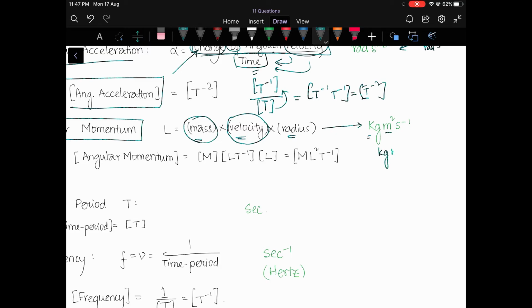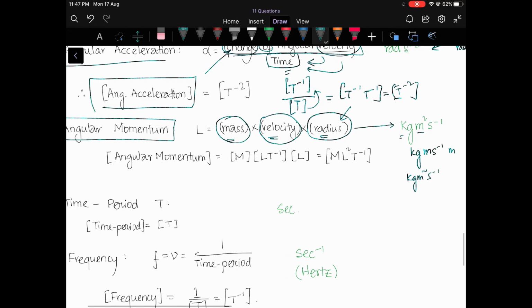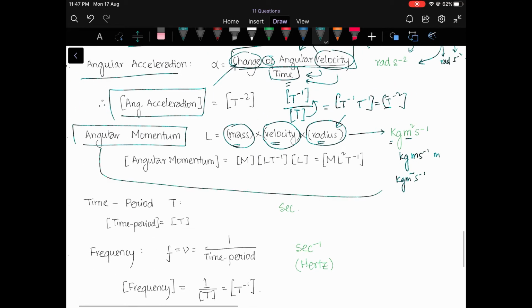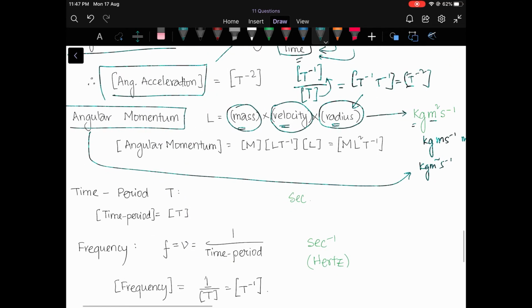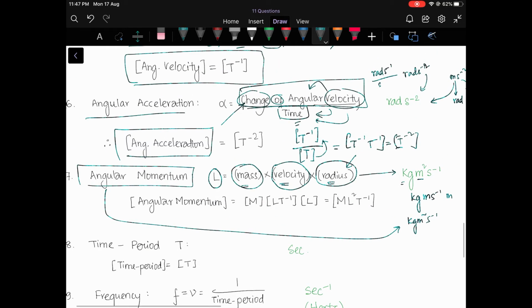So let me write meters per second. Final dimension, the unit of radius, is meters. So I'm going to write meters. So we get kg meter square second minus 1 as the dimension of angular momentum. This angular momentum is given a symbol L. And angular acceleration, I forgot to tell you, is given by alpha.